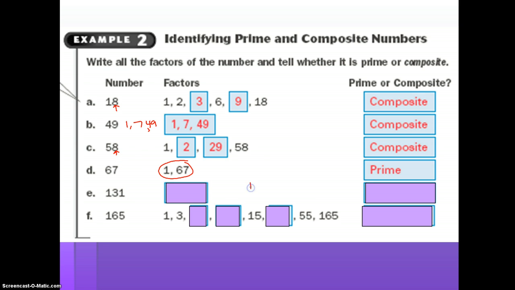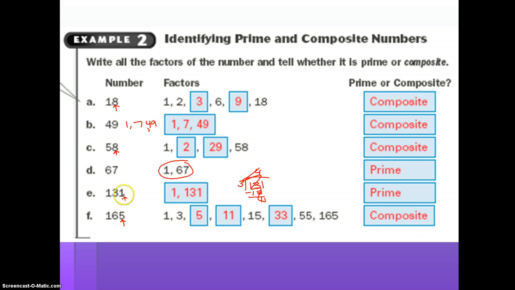131, may need to do some guessing and checking. No, that's not going to work. It doesn't end in 5, so it's not divisible by 5. The only factors are 1 and 131, so this is prime. For F, 165, it ends in a 5, which means it's divisible by 5. This is composite.